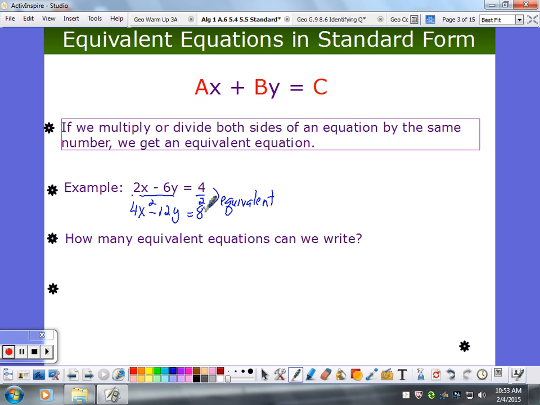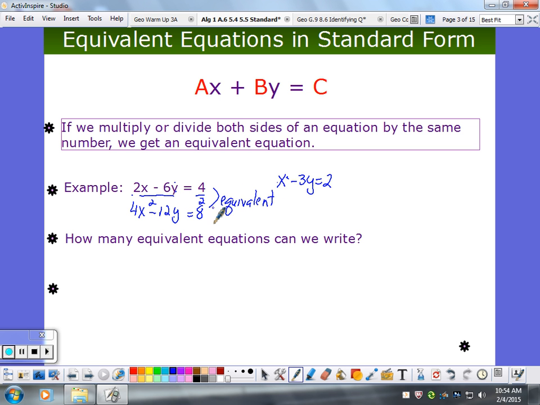Everything gets divided by 2. Division property of equality. What do I get here? X minus y equals 2. Because what gets divided by 2? Everything. This is equivalent to this one and this one. They're all equivalent. Same solution.